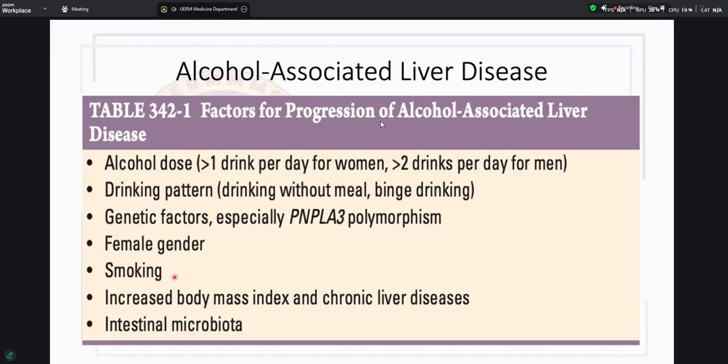So overweight or obese people and those with other chronic liver diseases such as viral hepatitis, hemochromatosis, even non-alcoholic steatohepatitis are also contributing factors to progression of alcoholic liver disease. And lastly, some patients with alcohol-associated liver disease have changes in the gut microbiome and increased intestinal permeability, resulting in activation of hepatic inflammation, hepatocyte death, and activation of fibrotic pathways.